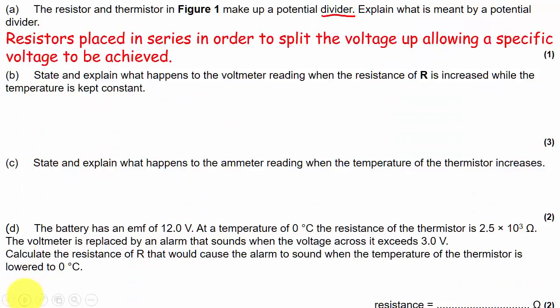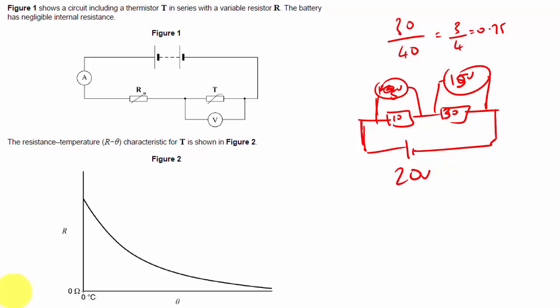State and explain what happens to the voltmeter reading when the resistance is increased while the temperature is kept constant. Resistance is increased of R. So if we make this value bigger, so resistance gets larger, it's going to get more voltage across it, right? And not just following Ohm's law, right? Because V equals IR. So the voltage across this will increase, which means since there's only so much voltage to go around, the voltage here will have to decrease.